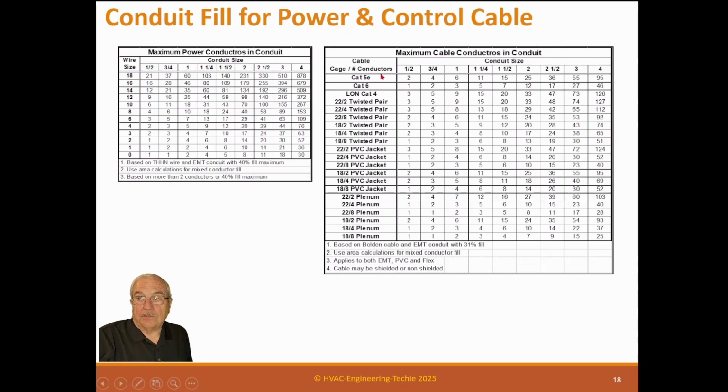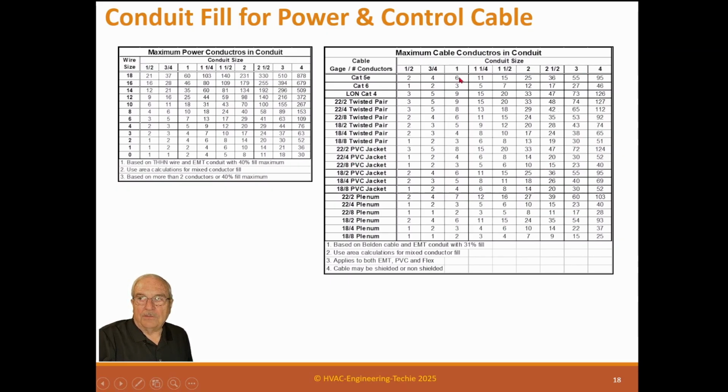This is the conductor. So here's Cat 5e, here's Cat 6, and here's LAN or Cat 4. Here's twisted 22.2, 18.2, 18.4, 18.8. Here's PVC jacket, 18.2, 18.4. So you've got all these different cables. And then you got 18.2 plenum cable. Now, plenum cable is much harder to pull in a conduit than PVC. PVC is slick. Whatever they do to a plenum-rated cable, it makes it hard to pull. It's kind of sticky on the outside.